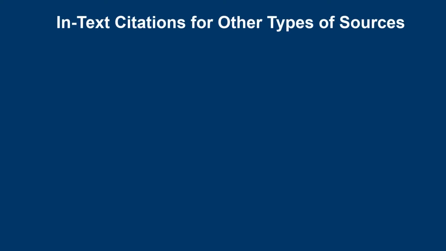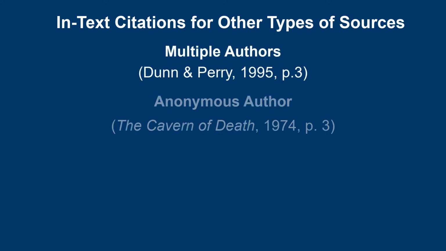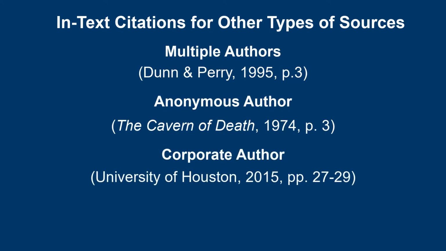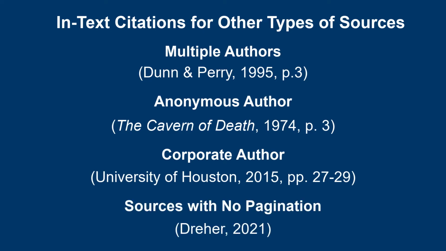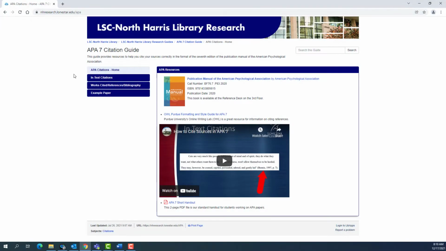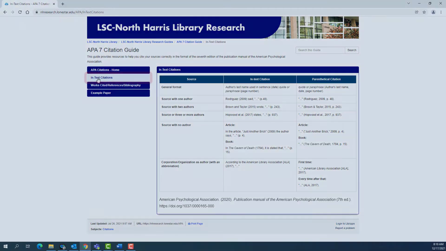There are other variations of in-text citations, such as those for multiple authors, anonymous authors, works by corporate authors, or sources with no page numbers, such as web pages. To see more of these in-text citations, go to our online APA help guide and click on In-Text Citations.